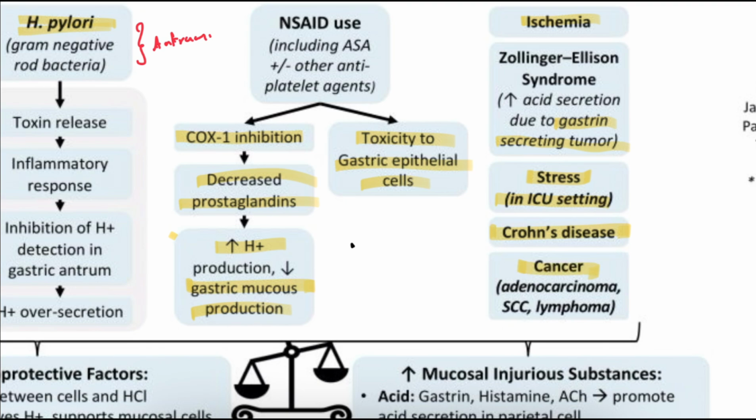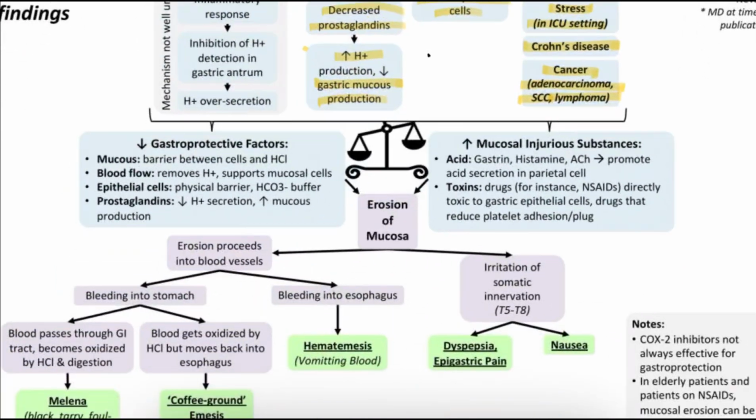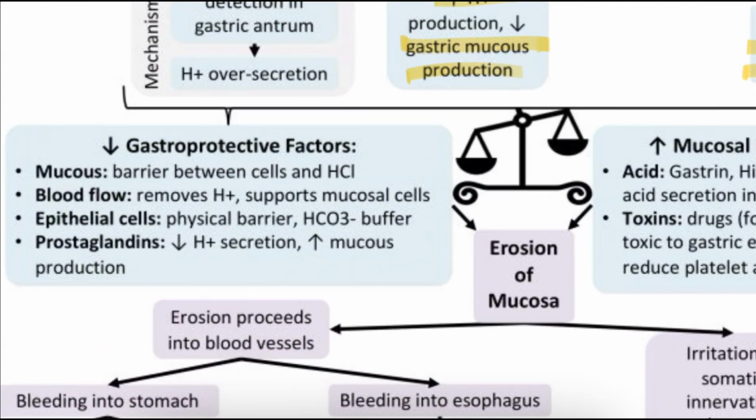And Crohn's disease and some cancers like adenocarcinoma, small cell carcinoma and lymphoma. So these are the things we can see in pathogenesis. Here we have some gastric protective factors. The first one is mucus, that is the barrier between cells and hydrochloric acid.